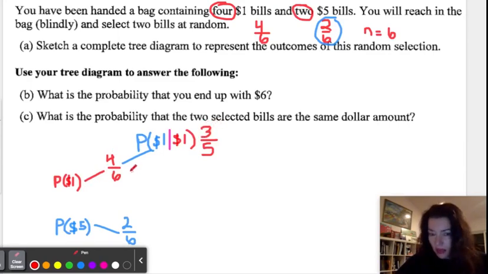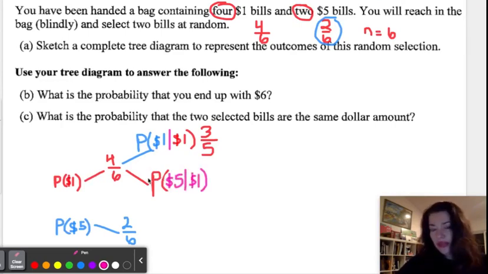The next outcome that could possibly happen, if we don't pick a $1, is that we picked $5 here. So I'm going to write it as, what is the probability of picking $5 given, this means given, that we already picked $1. If we already picked $1, then I have 5 bills out of which to pick, but we have not picked any of the $5 bills, so that would be 2 out of 5.